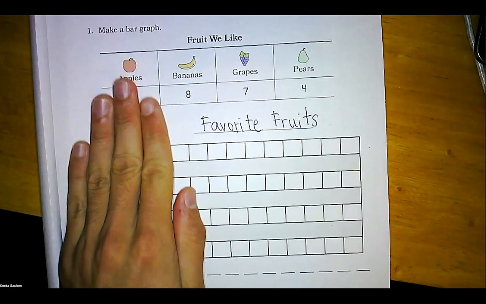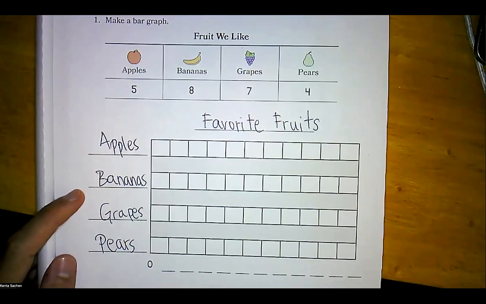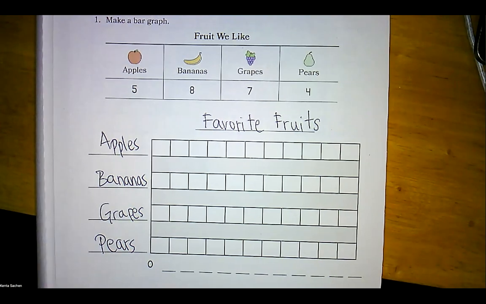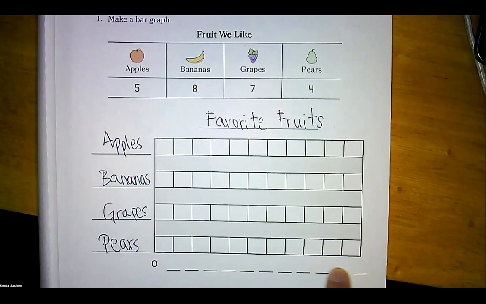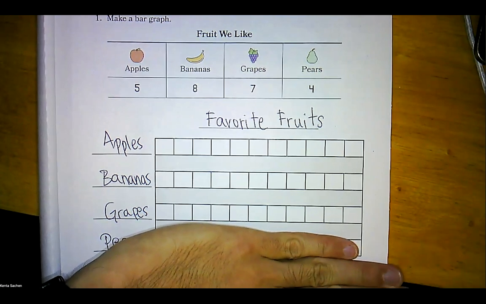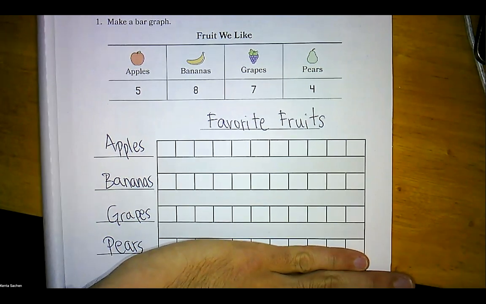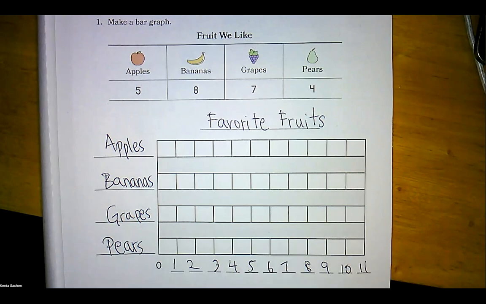Okay, so you should have labeled them with the 4 fruits, apples, bananas, grapes, and pears, right? Now, if you had them in a different order, that's okay too. They don't have to go in this order. It looks like it's alphabetical, but these can be in any order you want. Okay, now what goes down here? Work on this with your partner for a second. What goes down here? Okay, so you should have labeled them with your numbers 1 all the way to 11. Make sure you're going in correct order.